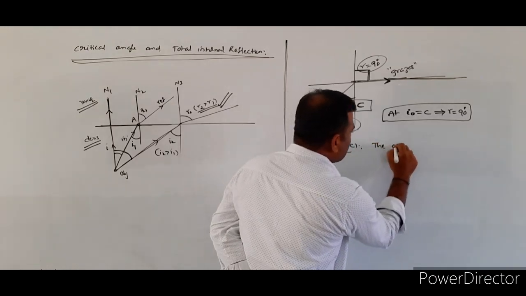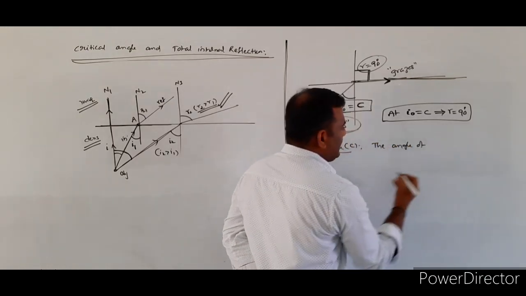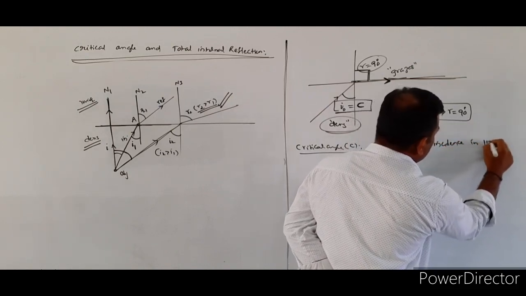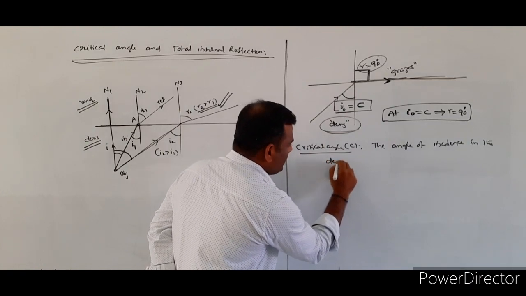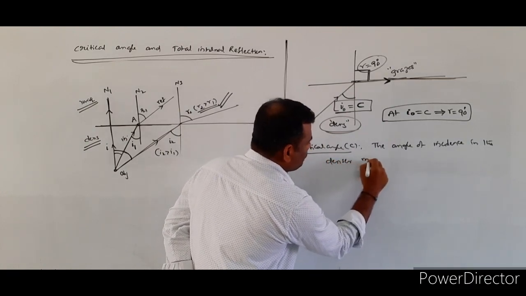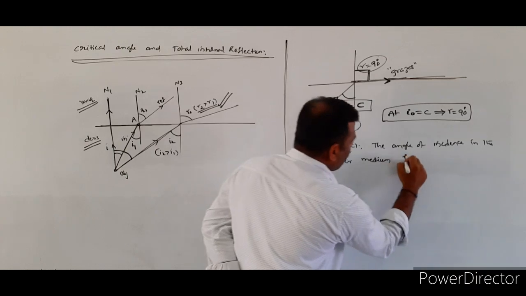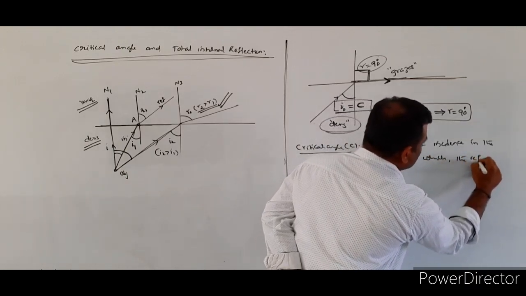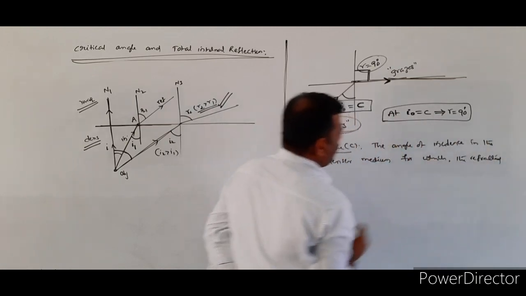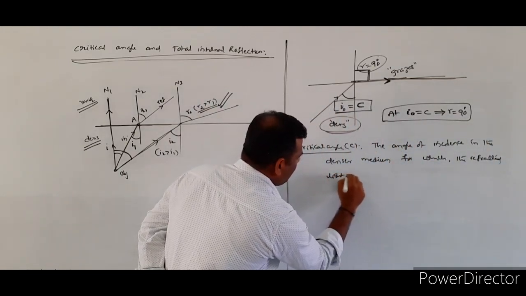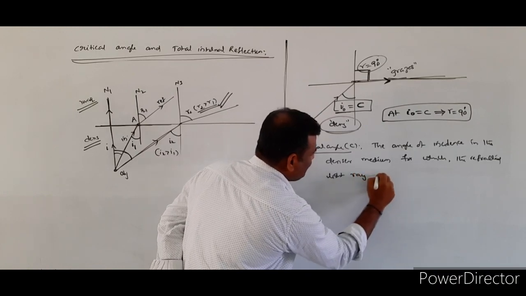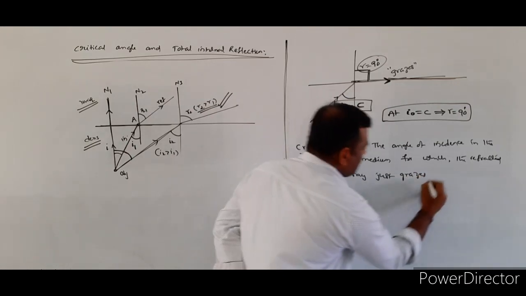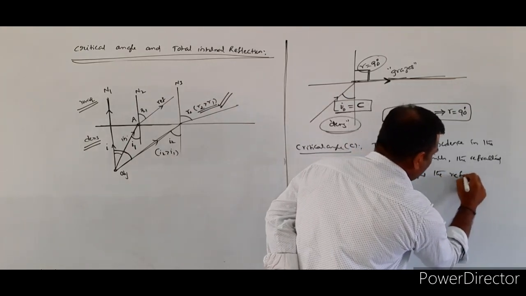The angle of incidence in the denser medium for which the refracted light ray just grazes the refracting surface.